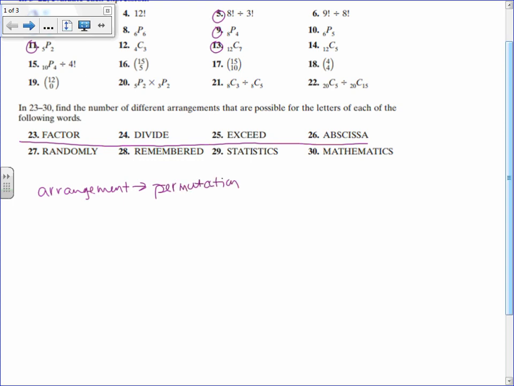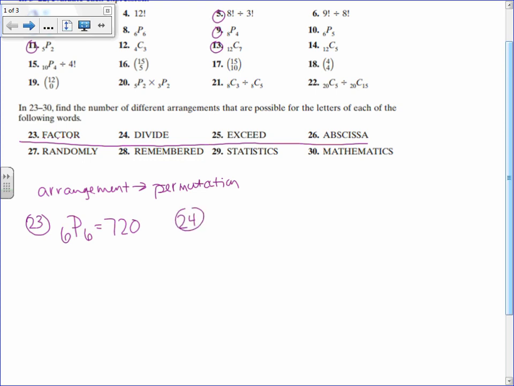Okay, so for number 23, I've got 1, 2, 3, 4, 5, 6 letters in the word factor, and I want to permute all of them. And I don't have any repeats in the word factor. None of the letters repeat, so this is just going to be 6P6, which would be 720.